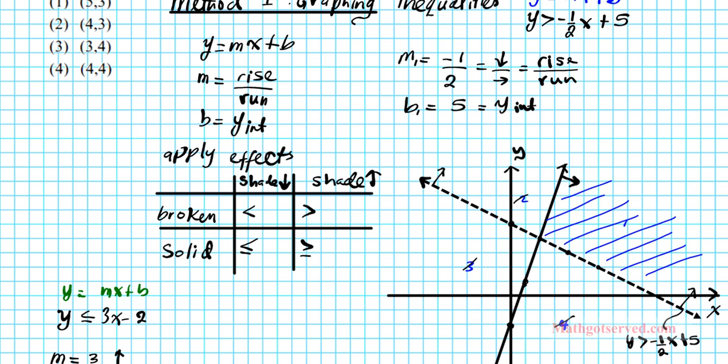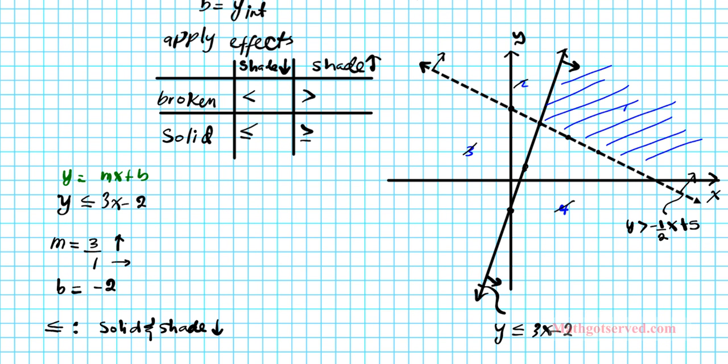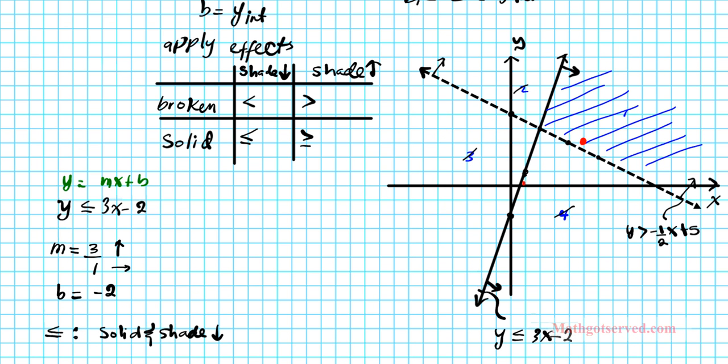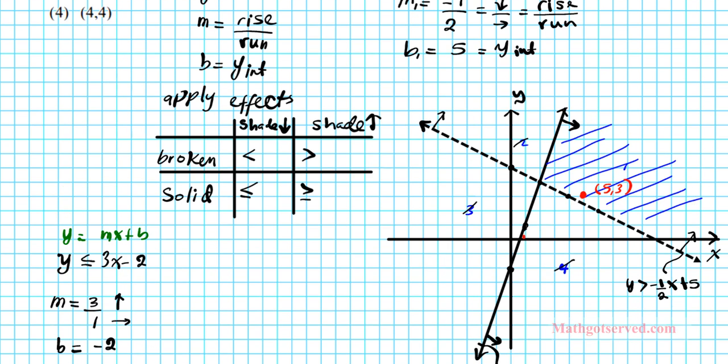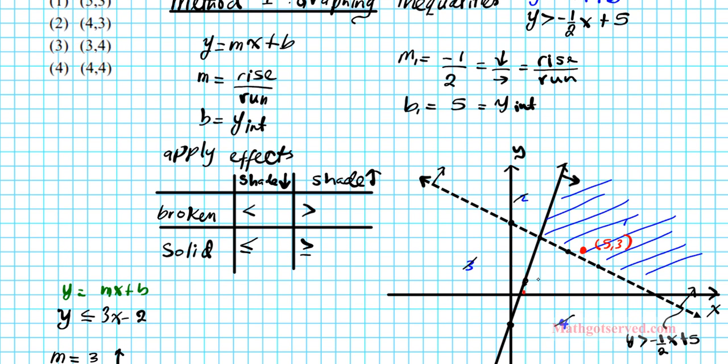So the first one was 5, 3. I'm going to graph them in red. 5, 1, 2, 3, 4, 5, 1, 2, 3. There's the first point, 5, 3. The next one is 4, 3. 1, 2, 3, 4. 1, 2, 3. Right here on that inequality, 4, 3.